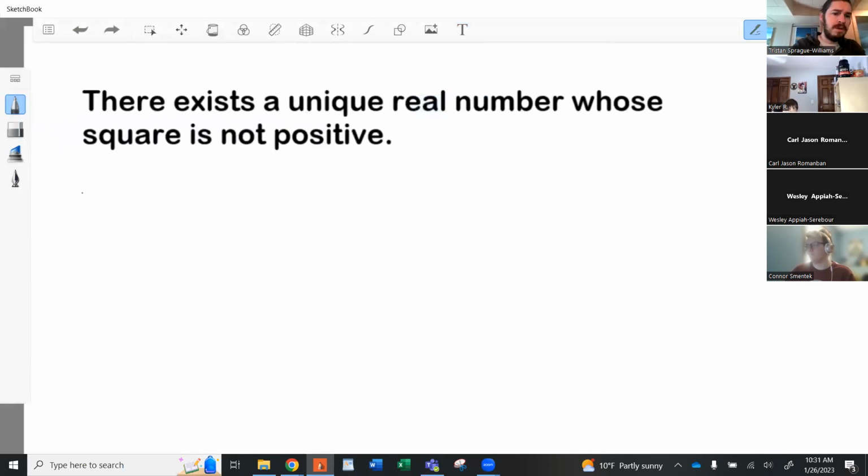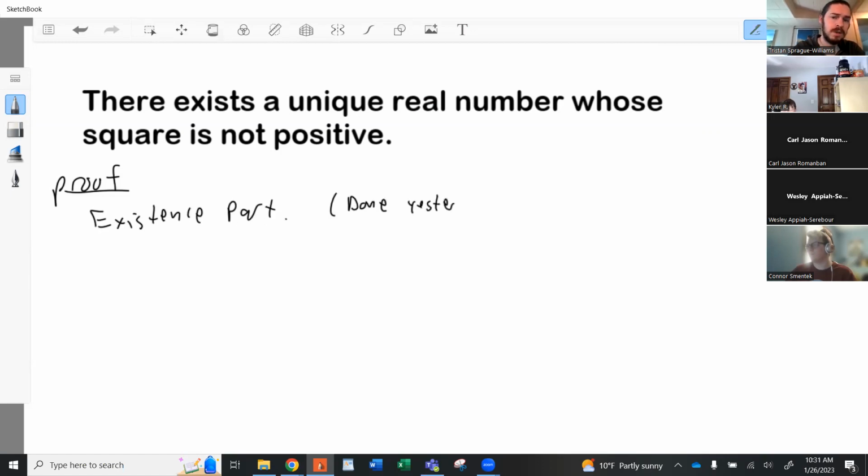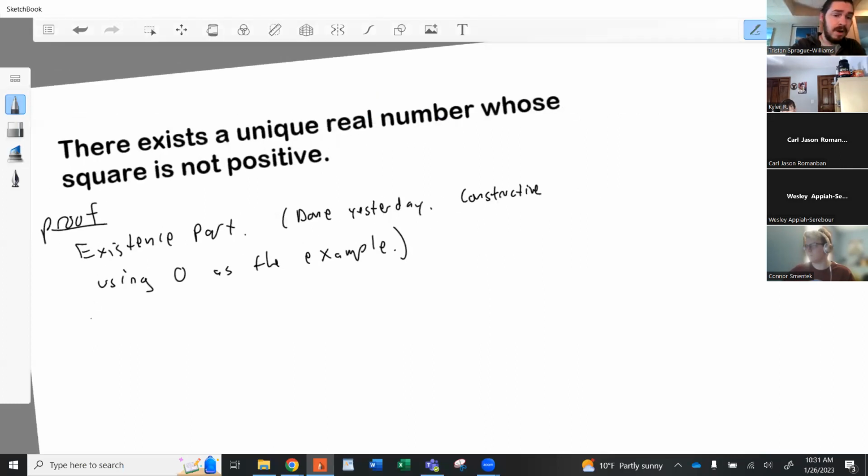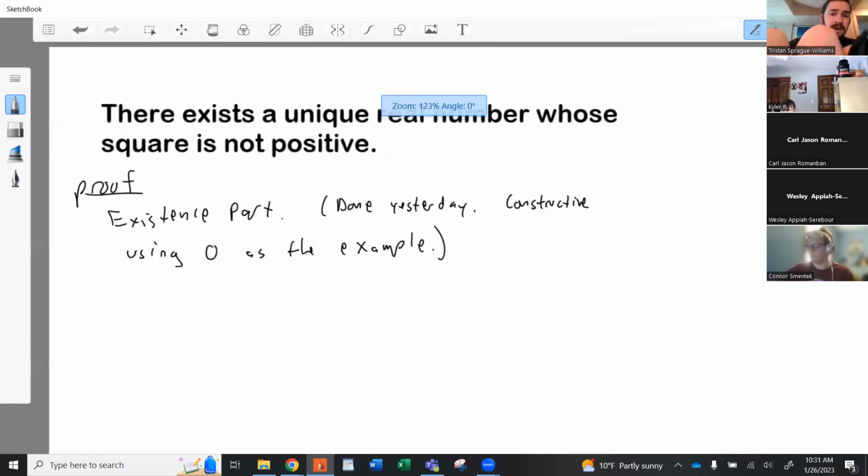Okay, so a proof like this, exists a unique. Unique means that there's only one, right? A proof like this needs to be done in 2 parts. So the first part is the existence part. We did this yesterday. It was constructive, using 0 as the example. All right, so we did that yesterday. Now we will address the uniqueness claim.